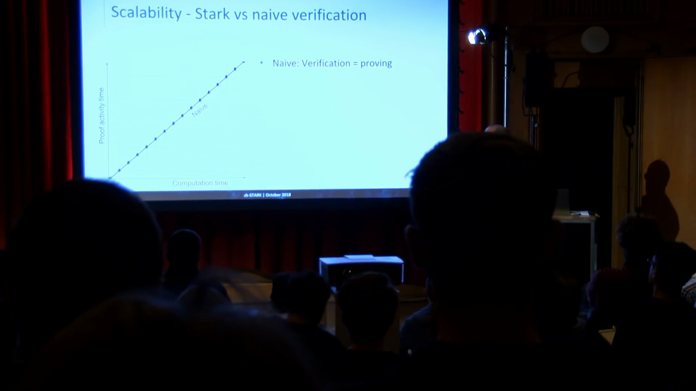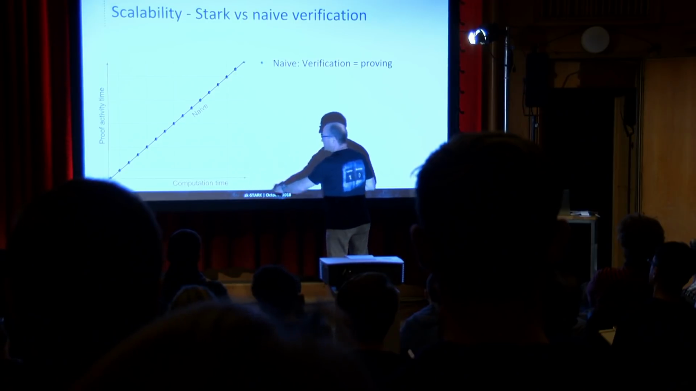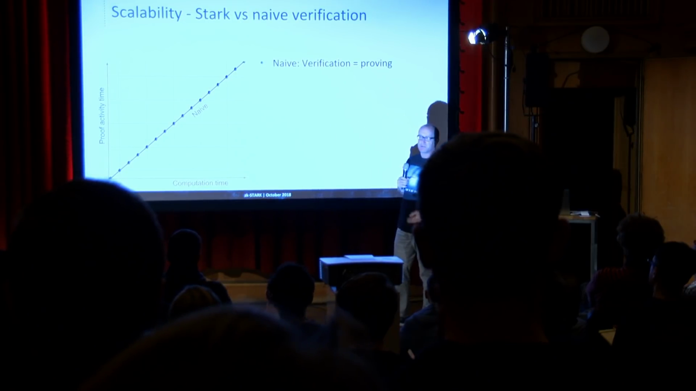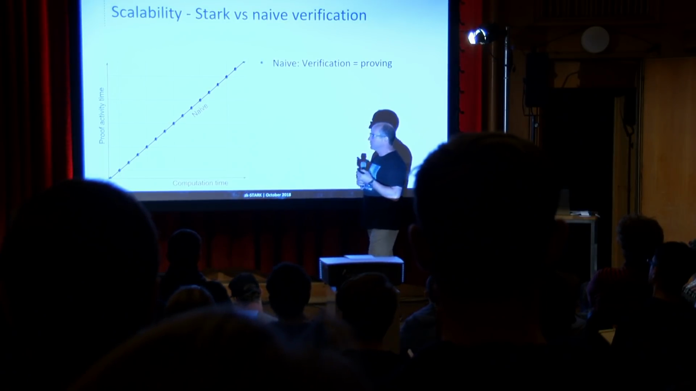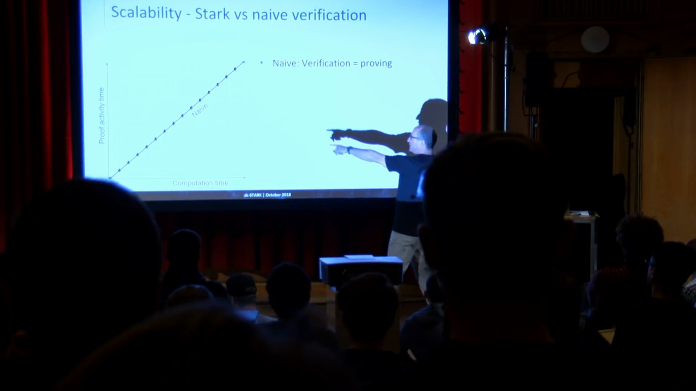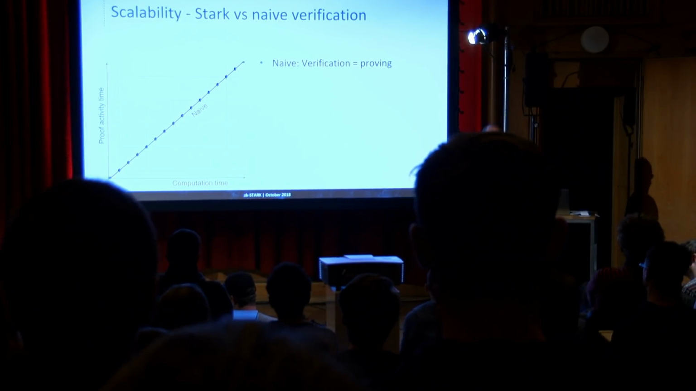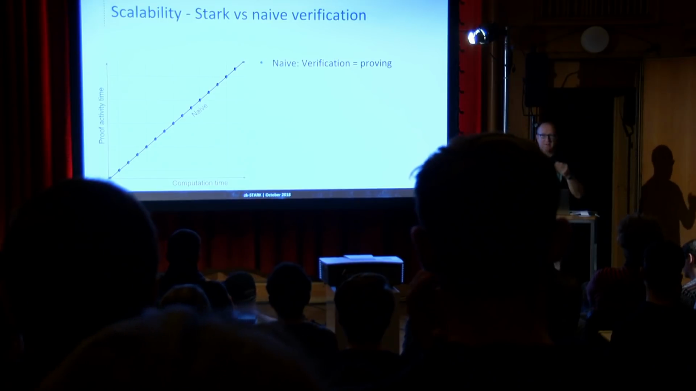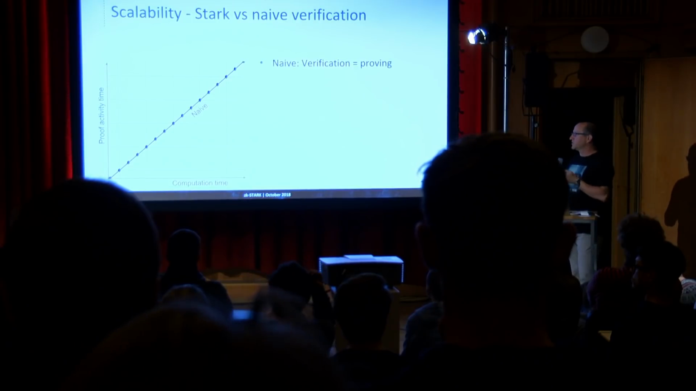If someone has performed a computation that takes t steps, so think of this axis as showing t, how many steps it would take to just run the computation. And if you want to naively verify it, as you would do with a grocery receipt, then your proving time, the verification time, would be exactly the same, right? You would just rerun the computation. So t steps to prove, t steps to verify. Okay, no zero knowledge, no scalability.